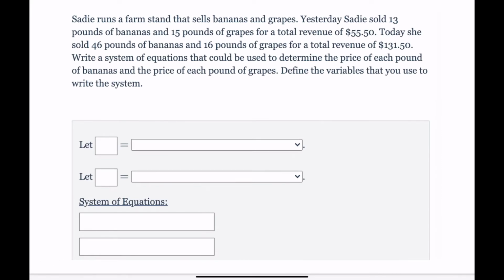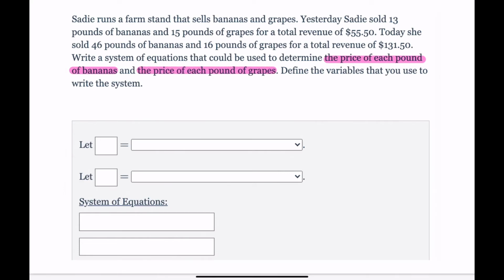Sadie runs a farm stand that sells bananas and grapes. Yesterday, Sadie sold 13 pounds of bananas and 15 pounds of grapes for a total revenue of $55.50. Today, she sold 46 pounds of bananas and 16 pounds of grapes for a total revenue of $131.50. Write a system of equations that can be used to determine the price of each pound of bananas and the price of each pound of grapes.